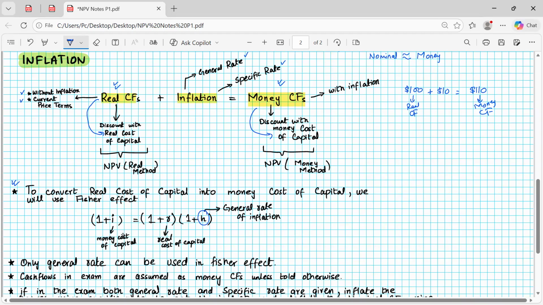Now, this point I have mentioned here. Cash flows in exams are assumed to be money cash flows unless told otherwise. So in the question, when you see cash flows, if it's not mentioned that they are real cash flows, if nothing is mentioned, you will assume that these are money cash flows, which means that they include the impact of inflation. So this was our first adjustment.